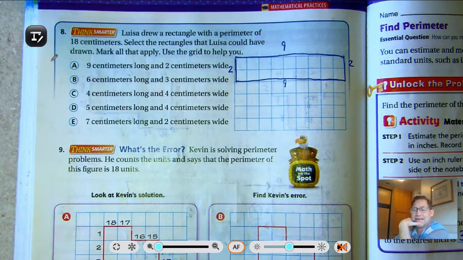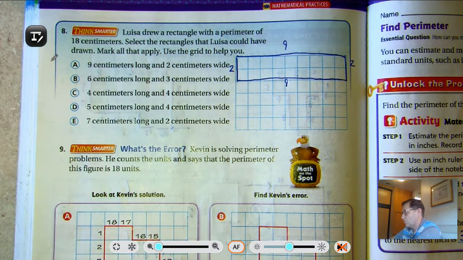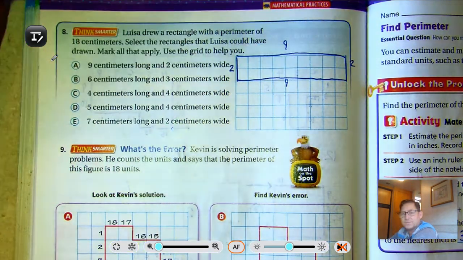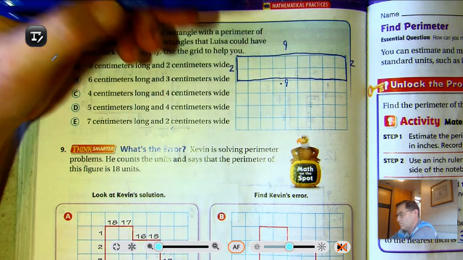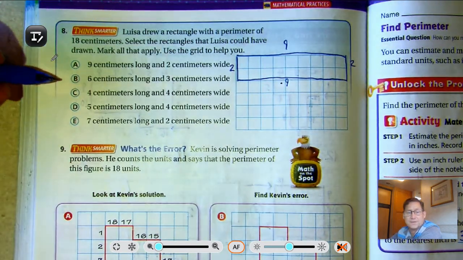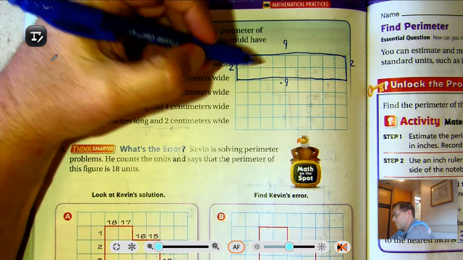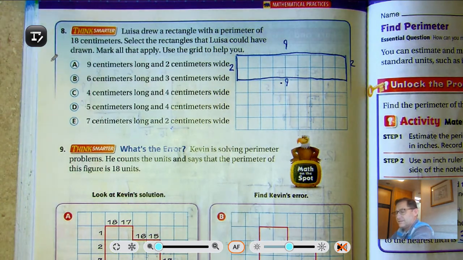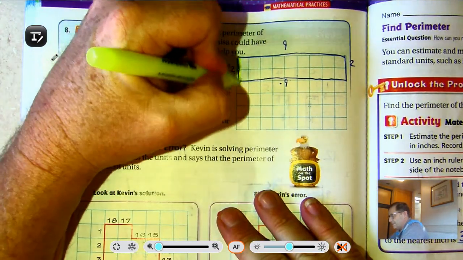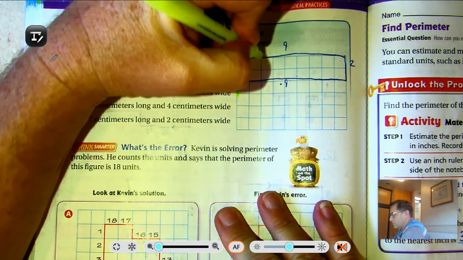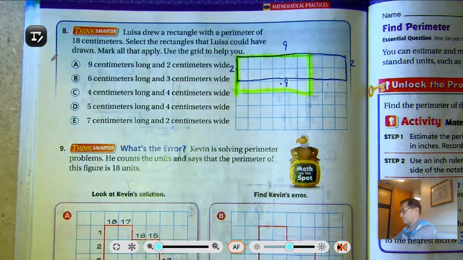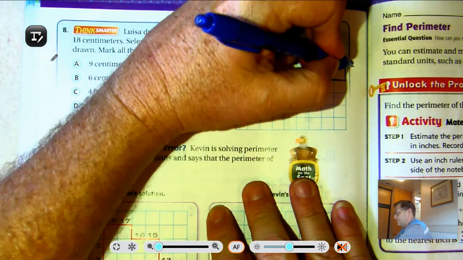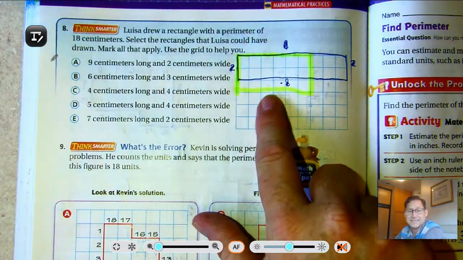Okay, does that add up to 18? Well, 9 and 2 is 11. 11 plus 9 is 20. Oh no, that won't work. How about 6 by 3? Let me use something different here. So we're going to go down 3 and over 6. 1, 2, 3, 4, 5, 6. So I'm going to take away the 9 by 2s because those didn't work. I've now drawn a 6 by 3.